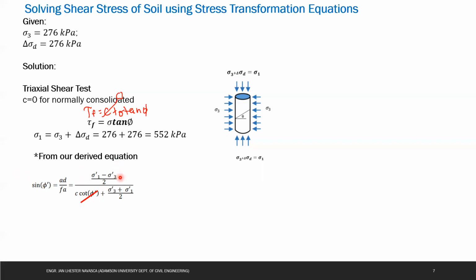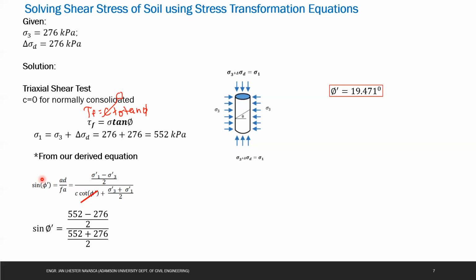Okay, so the problem is asking for the angle of shearing resistance, or the angle of friction resistance, which is phi. So we can say that sine phi prime, using this derived equation from our discussion, is (sigma 1 minus sigma 3) over 2, which is (552 minus 276) over 2, divided by (552 plus 276) over 2. Just memorize these equations. If you are given sigma 1, sigma 3, and the cohesion value, this is how you solve for phi. That is why your phi value is 19.471 degrees.